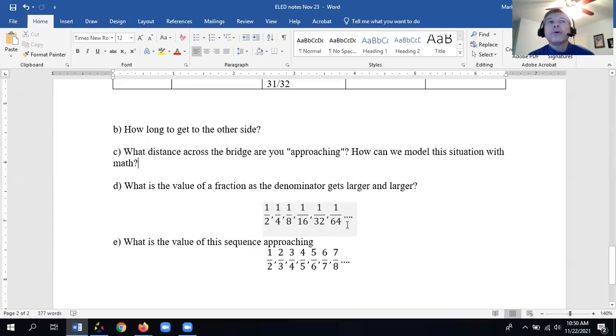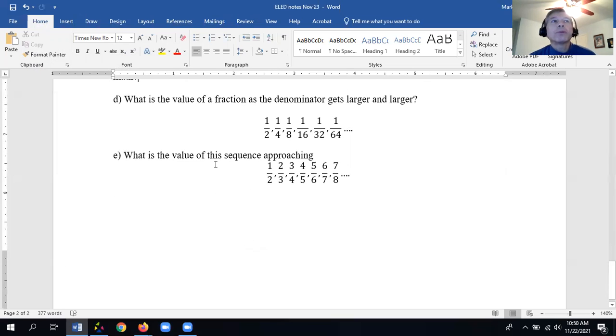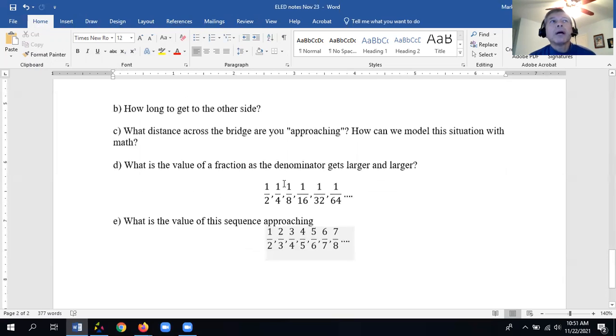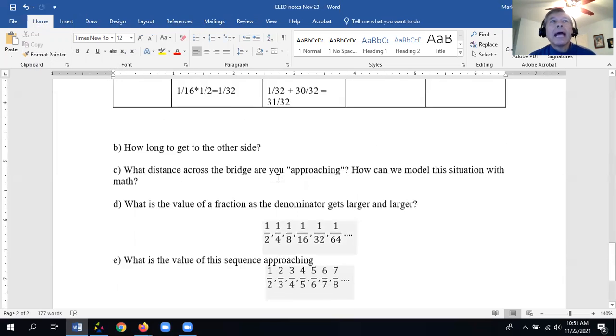Okay, so as you go farther and farther in this pattern, maybe the easiest way is to look at it in terms of decimals. What is that decimal value getting close to? Now part E is another one where we're looking at what this is approaching. Okay, so we see 1/2, 2/3, 3/4, 4/5, and some of these are ones that were in that pattern there when we added them together.